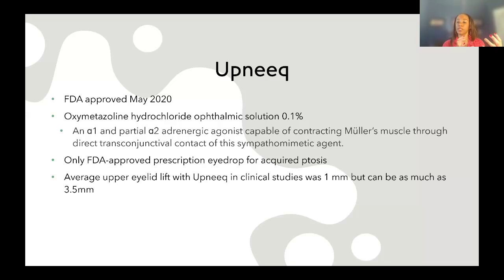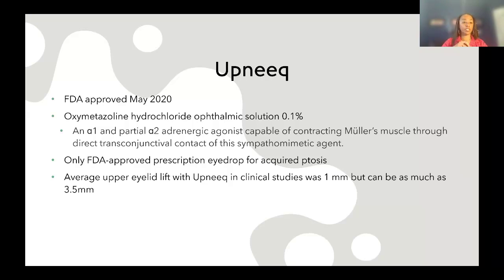So the levator muscle is a voluntary muscle. Mueller's muscle is an involuntary muscle that is controlled by the sympathetic nervous system. So Upneeq is a sympathomimetic, so it will cause Mueller's muscle to contract. It does not cause a dramatic contraction. It doesn't cause a dramatic lid lift, but just enough for these patients, like my patient, that want a little improvement in the way their ptosis looks.